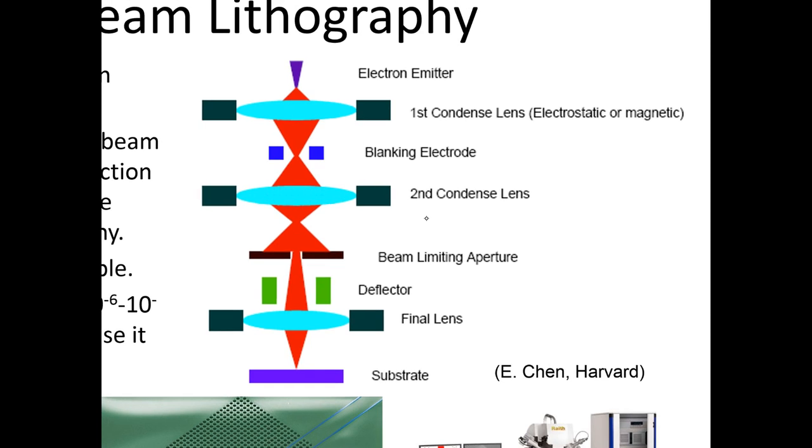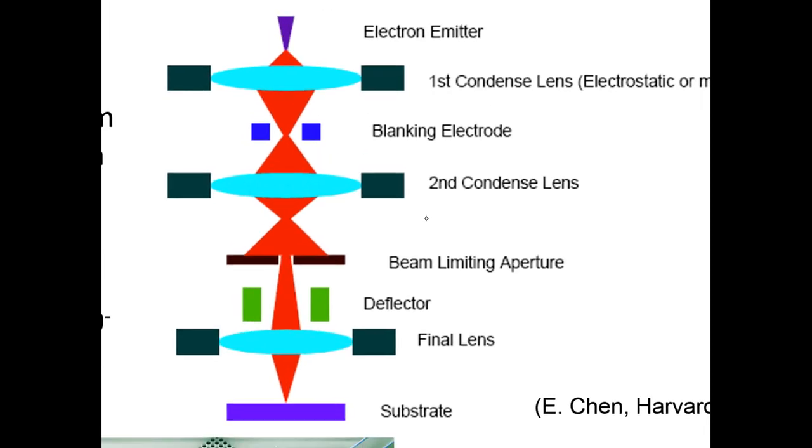This is a schematic of a scanning electron beam lithography system. So like I said, instead of having a light source, you have to have an electron source. Up here at the top, you have something called an electron emitter. An electron emitter could be something as simple as a heated filament. Tungsten filaments, for example, if you heat them, will actually give off electrons due to something called thermionic emission.